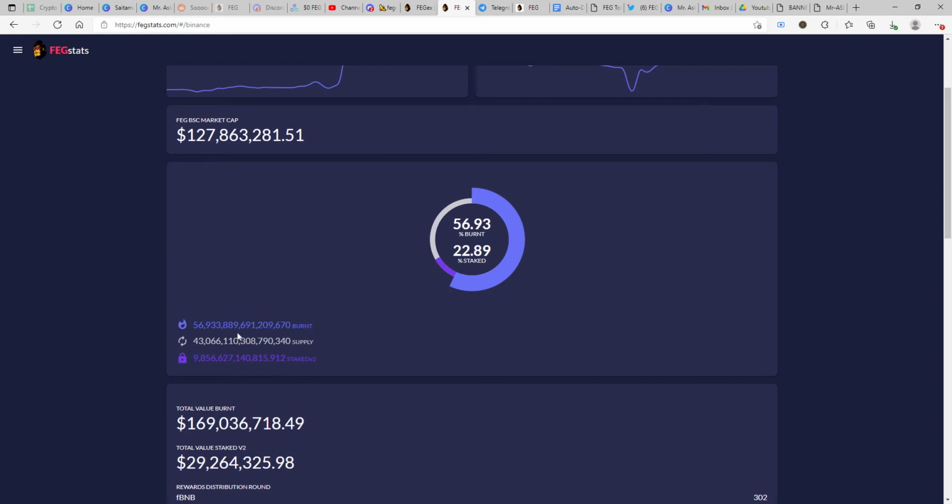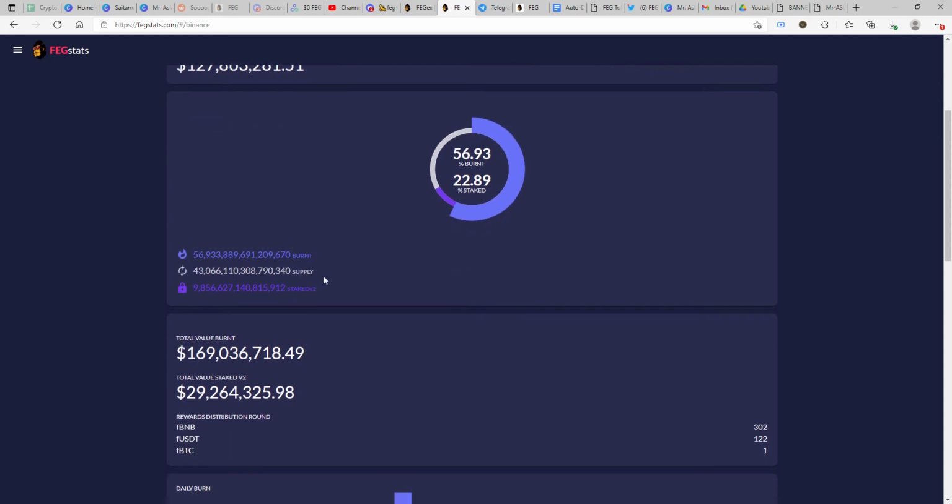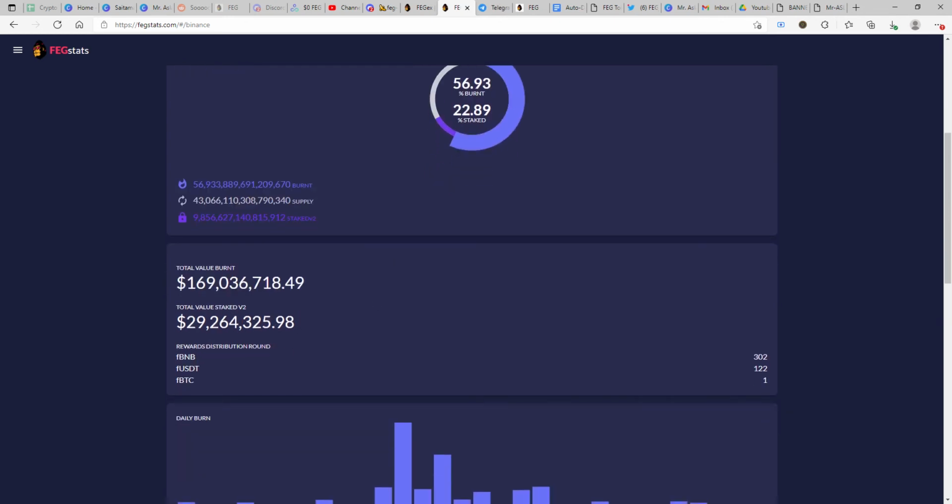And you have the exact details of the token count, burnt, as well as the supply. I believe, yeah, I thought it was a refresh button. Yeah, you have the actual supply out there, and you also have the details of the staked pool. After which you also have the total value burned that is converted to the dollar value. I believe this is based on the current price of FEG.